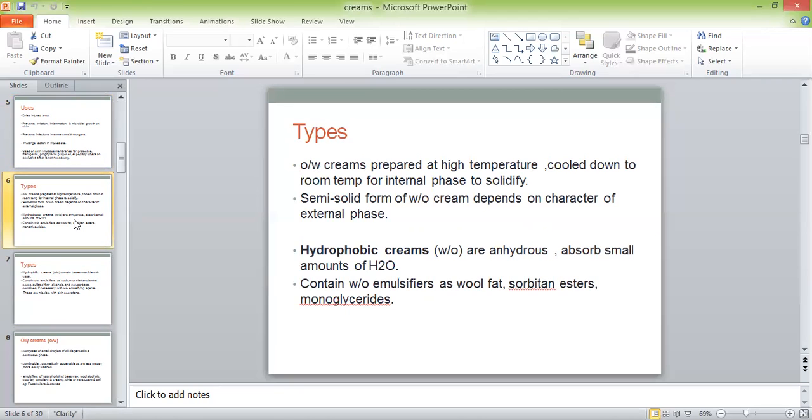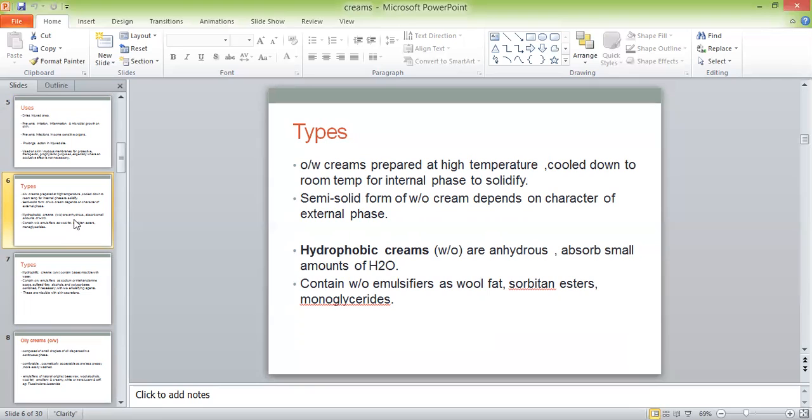Now there are different types of creams. As I told you earlier, creams are emulsions, and there are oil and water creams and water and oil creams. The oil and water creams are prepared at high temperature, then they are cooled down to normal temperature, and the internal phase will solidify. And the semi-solid form of the creams depends on the characteristics of the external phase.